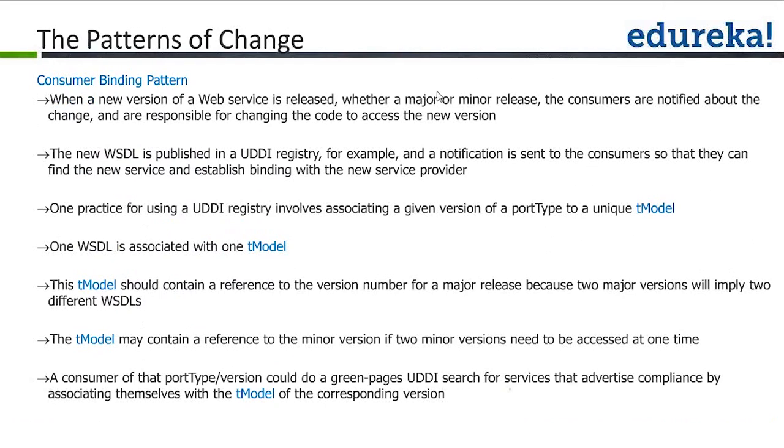So the consumer binding pattern. If I explain this in one line: whenever a new version of a web service is released, whether major or minor, the consumers are notified about the change, and going forward they are responsible for changing the code to access the new version. So this is a consumer binding, and as the name suggests, the binding is on the consumer. The producer or provider will let the consumer know, this is what we have changed, and going forward please make sure that you incorporate those changes and you can continue using these services.